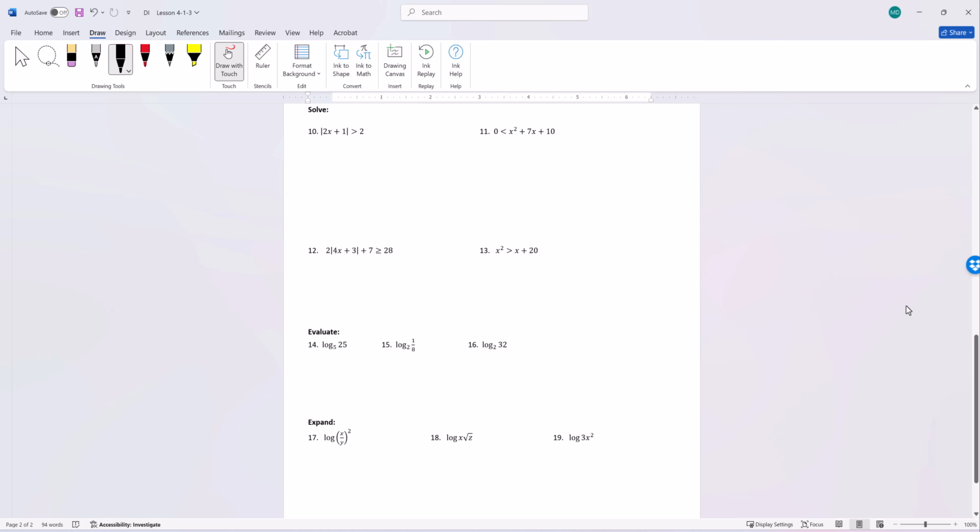So solving these absolute values. So we pretend it's an equal sign. We break it into the 2. Subtract the 1. Divide by 2. And then we're going to distribute. Add the 1. Divide by negative 2.